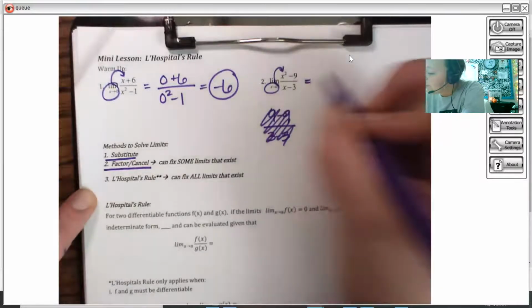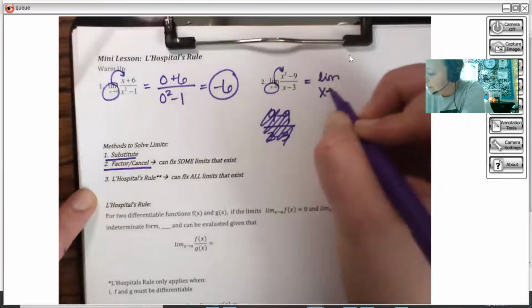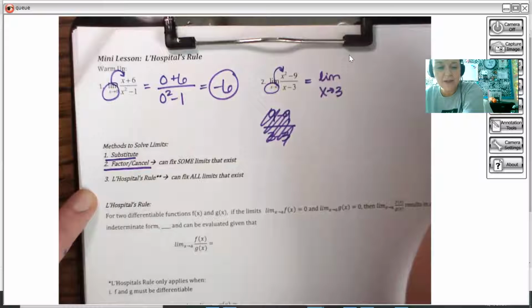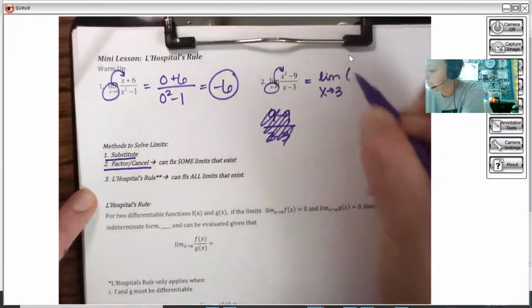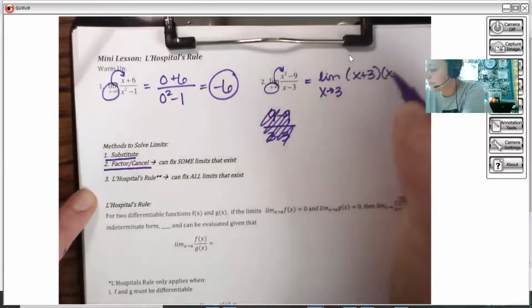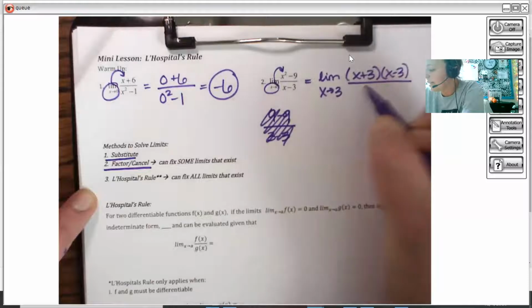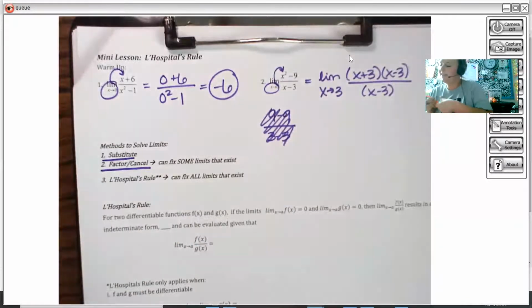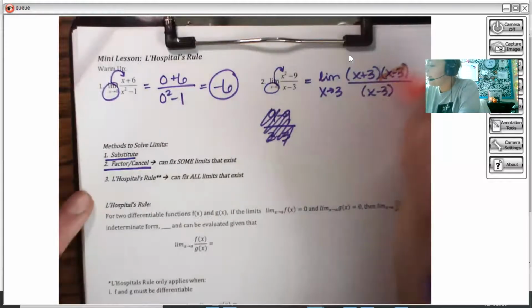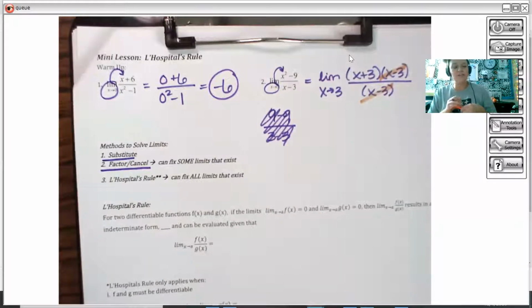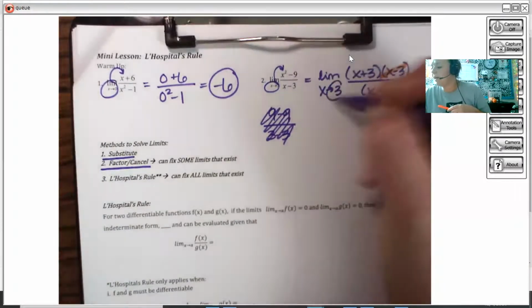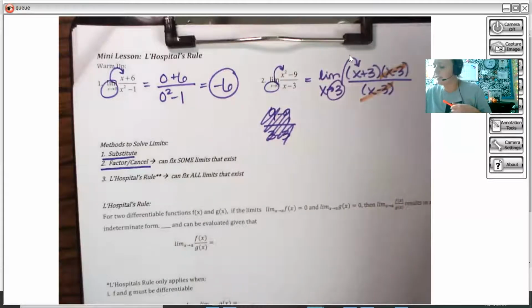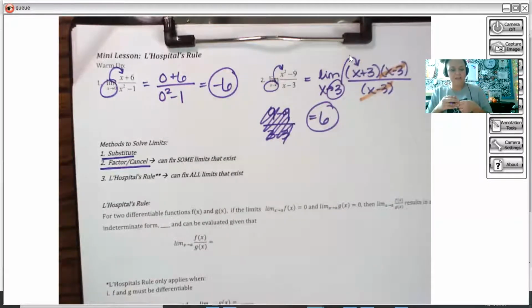So if I rewrite this limit as x approaches 3 in factored form, my x squared minus 9 is going to split up into x plus 3 and x minus 3. I have an x minus 3 on bottom. And then you'll notice that your x minus 3s are going to cancel out. And then the leftover equation, I can take my 3, put it in here. 3 plus 3 is 6. And the limit still exists, and we can work it out by factor cancel.